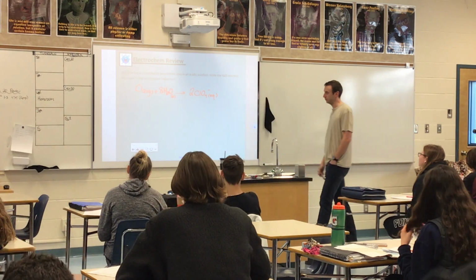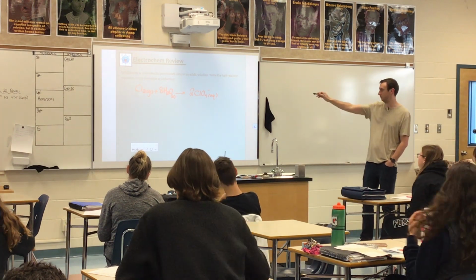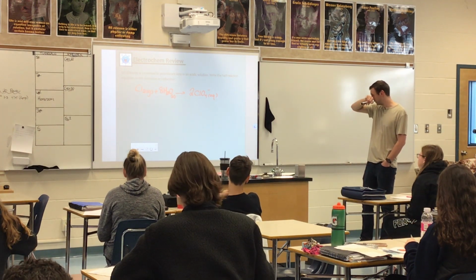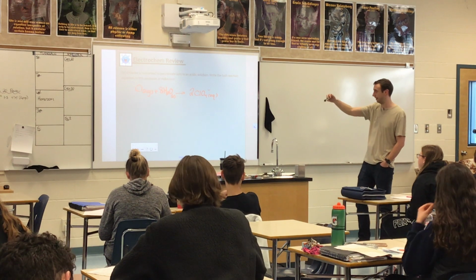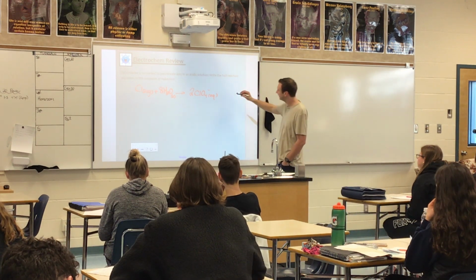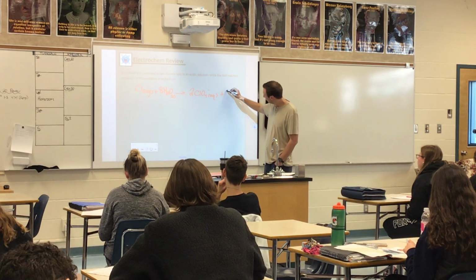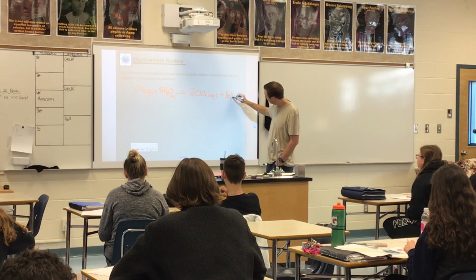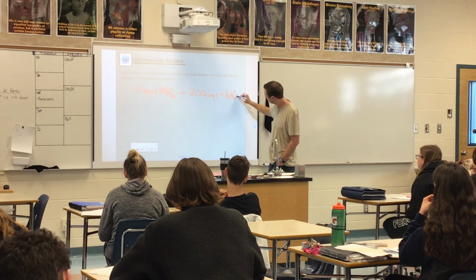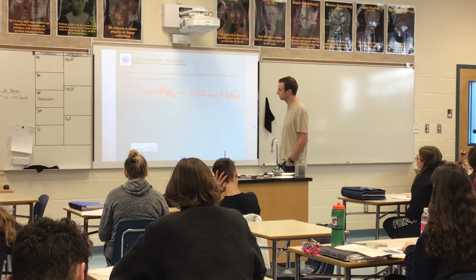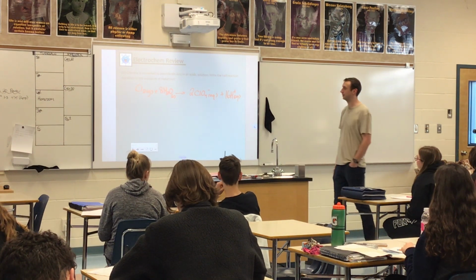Okay, now I got 8 waters to balance out the 8 O's from the right, but now I've got 16 hydrogens just floating on the left with nothing to balance it out on the right. So I'm going to add to the right 16 H positive aqueous. And then I take a look at my charges.